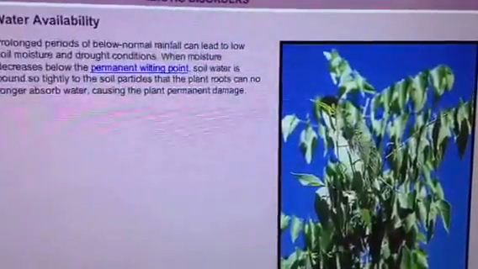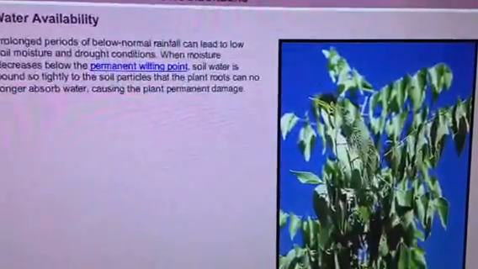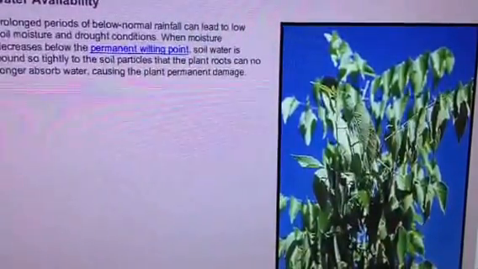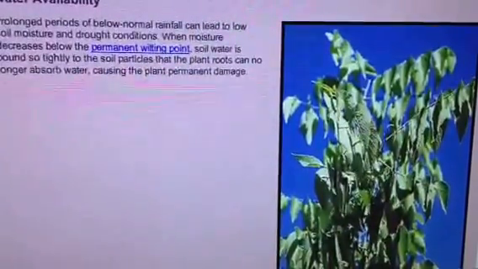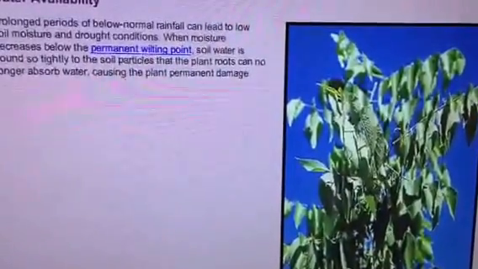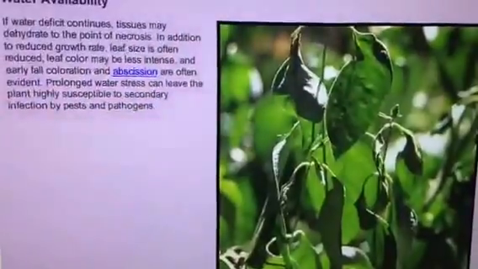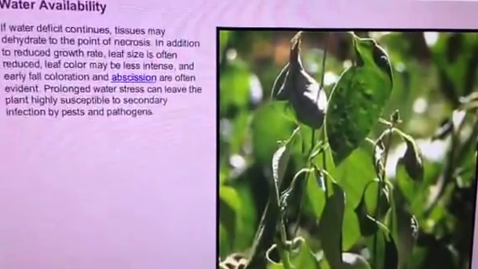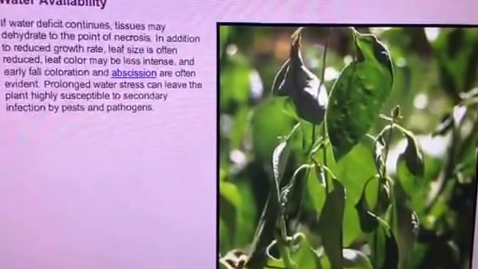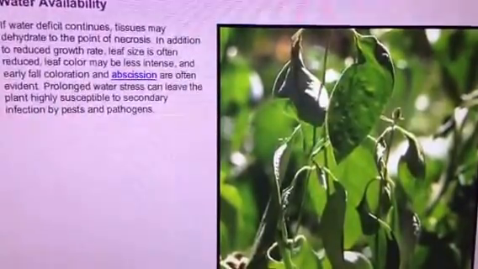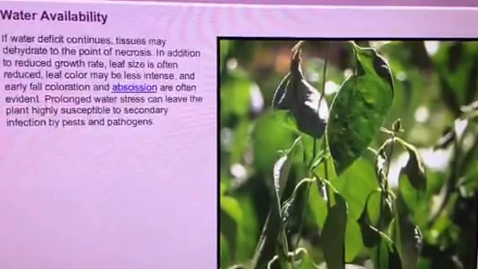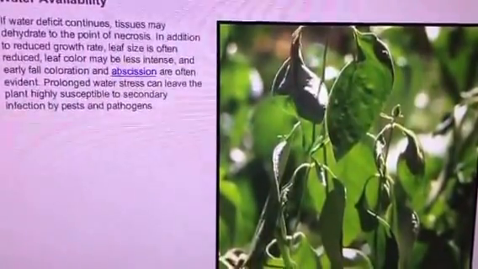Prolonged periods of below normal rainfall can lead to low soil moisture and drought conditions. When moisture decreases below the permanent wilting point, soil water is bound so tightly to the soil particles that the plant roots can no longer absorb water, causing the plant permanent damage. If water deficit continues, tissues may dehydrate to the point of necrosis. In addition to reduced growth rate, leaf size is often reduced, leaf color may be less intense, and early fall coloration and abscission are often evident. Prolonged water stress can leave the plant highly susceptible to secondary infection by pests and pathogens.